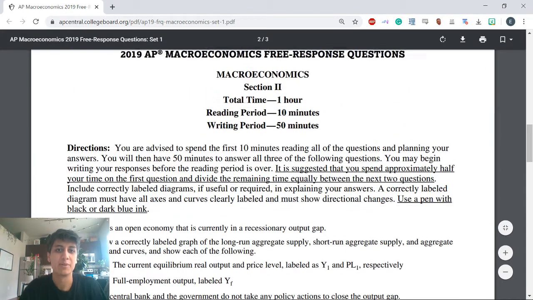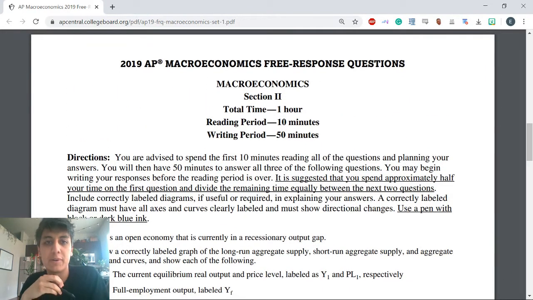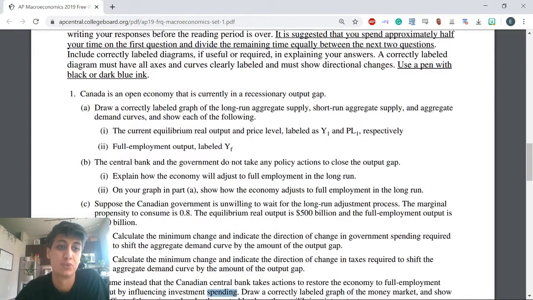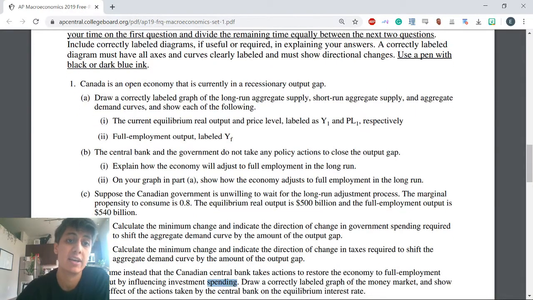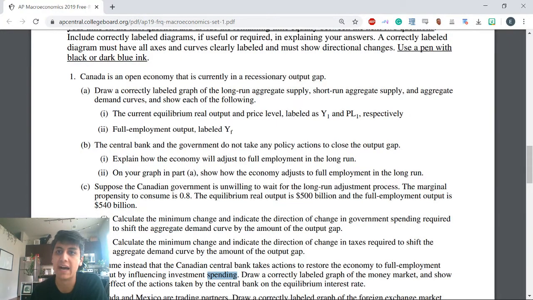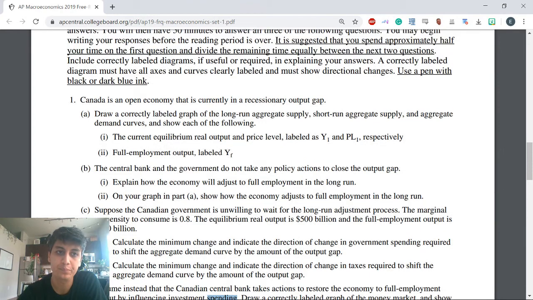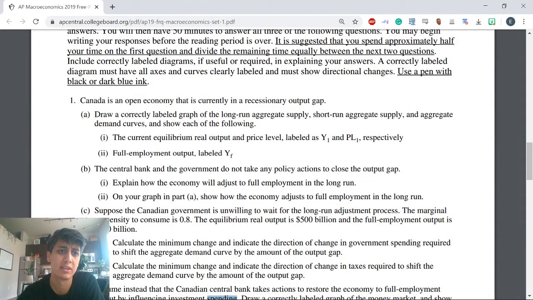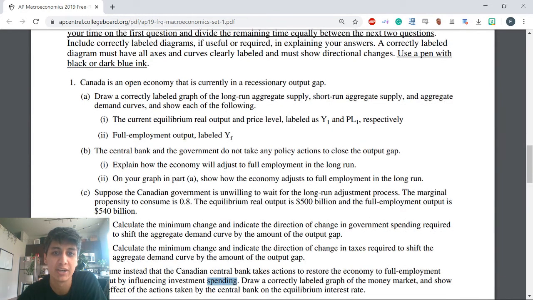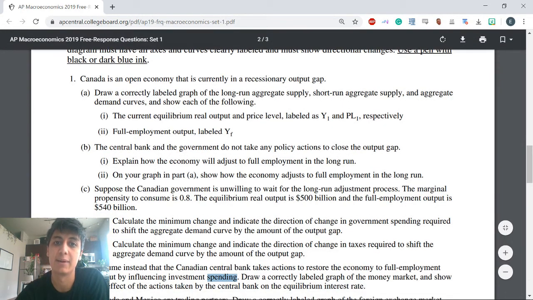Hey, so today I'm going to be going over this free response question. It's from last year. We're going to look at this first question, right? It has 5 parts, and it really incorporates all of Unit 5 into one long free response question. And it starts off by saying Canada is in an open economy that is currently in a recessionary output gap.